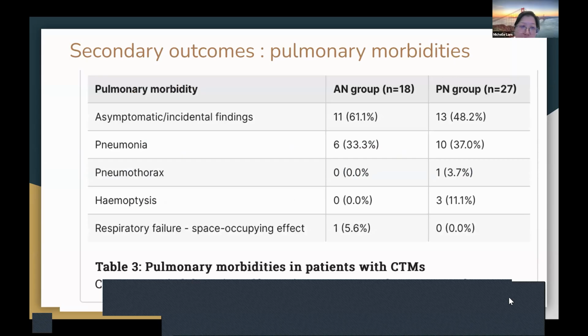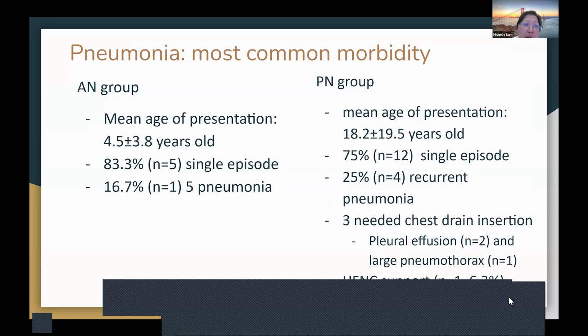The second most common morbidity that the patients experienced was pneumonia. 1 patient had pneumothorax and 3 of them had hemoptysis. And in the antenatal group, 1 of them experienced respiratory failure due to the space-occupying effect of the lesion. For pneumonia, let's get to a more detailed analysis.